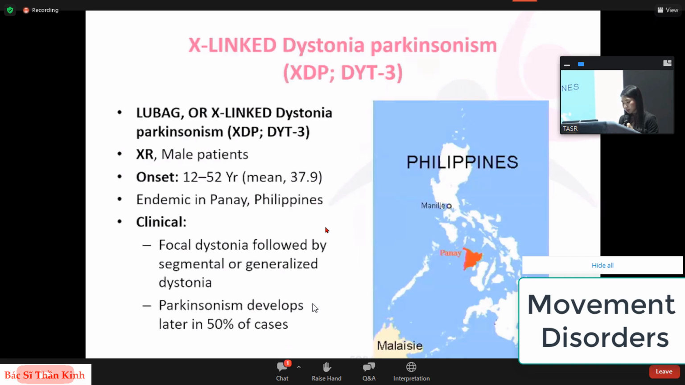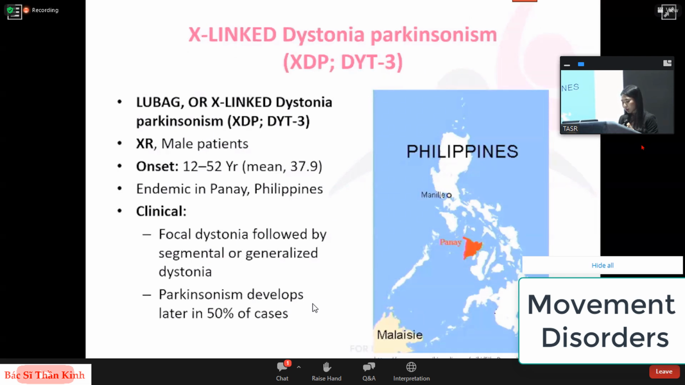Lubag is an X-linked dystonia Parkinsonism with initially focal dystonia, like in the case shown, followed by segmental or generalized dystonia. And Parkinsonism develops later in 50% of cases, and it is endemic in Panay, Philippines.